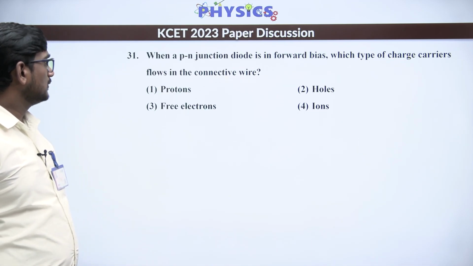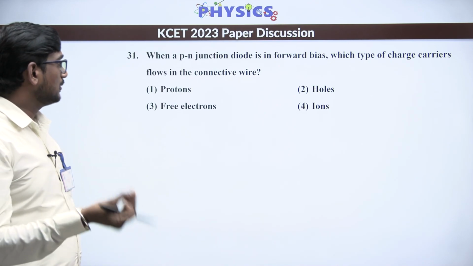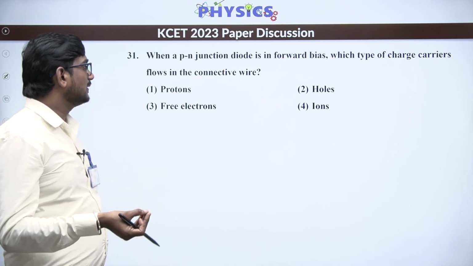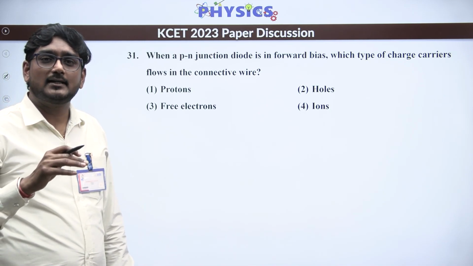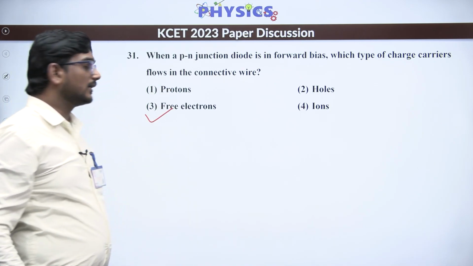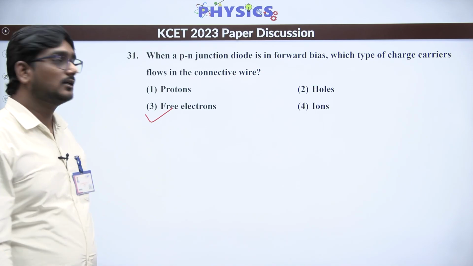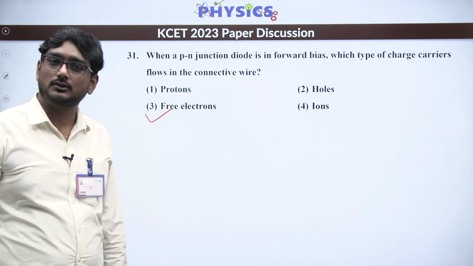Now you have a p-n junction diode that is in forward bias. Which type of charge carrier flows in the connecting wire? So when a p-n junction diode is in forward bias, the majority carrier is the free electrons only. This is a theoretical question. The correct answer is free electrons. It's a very simple question. Moving to the next question.